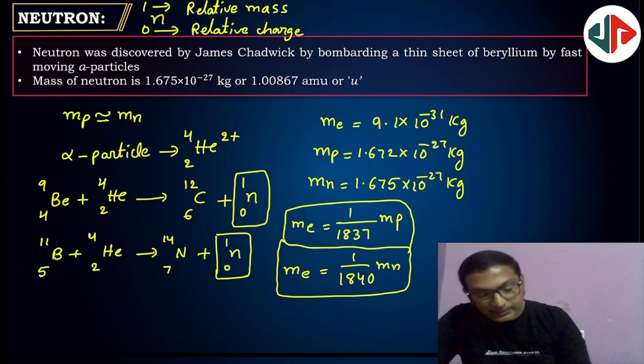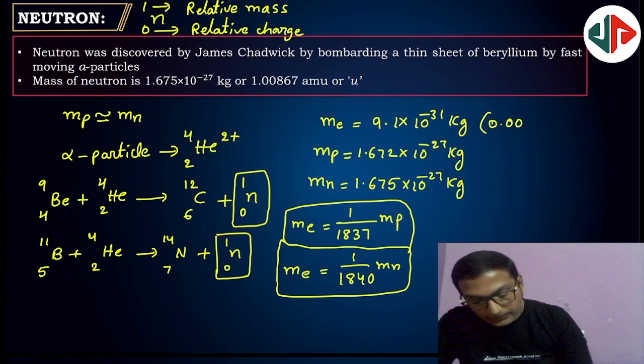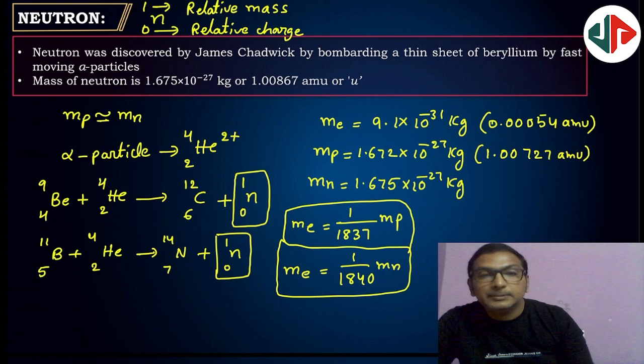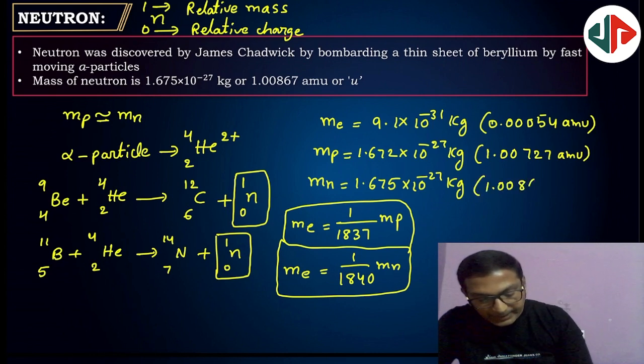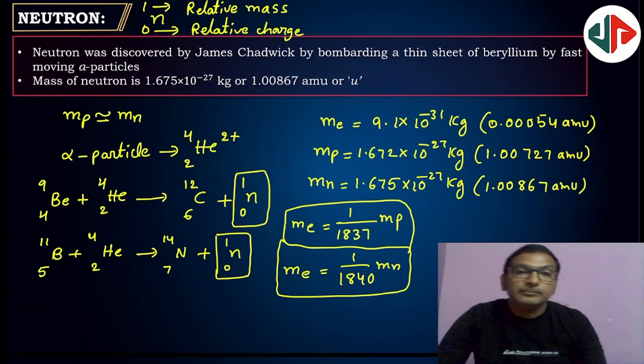Next, in AMUs, already I have given this value: 0.00054 AMU, mass of electron. Mass of proton 1.00727 AMU. Next, mass of neutron 1.00866 or 867 AMU.